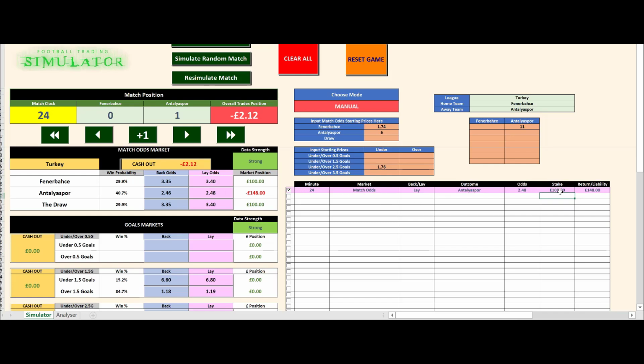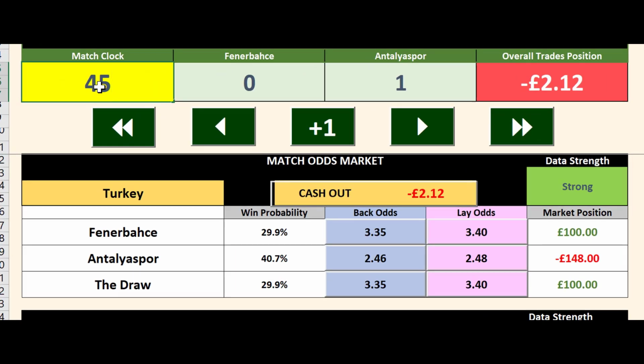So let's just say we laid them right now and we want to stay in the market till half time, okay, we can move this forward to see where we would be. So let's move the match clock forward, and if there is no goal and it remains 1-0 to Antalyaspor, we're looking at pretty much a £13.80 loss, okay. That's what we have to expect. That's if we're staying in the market till half time.